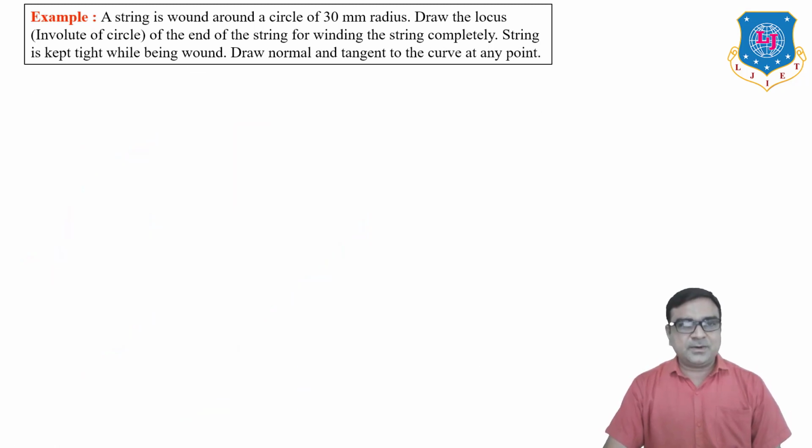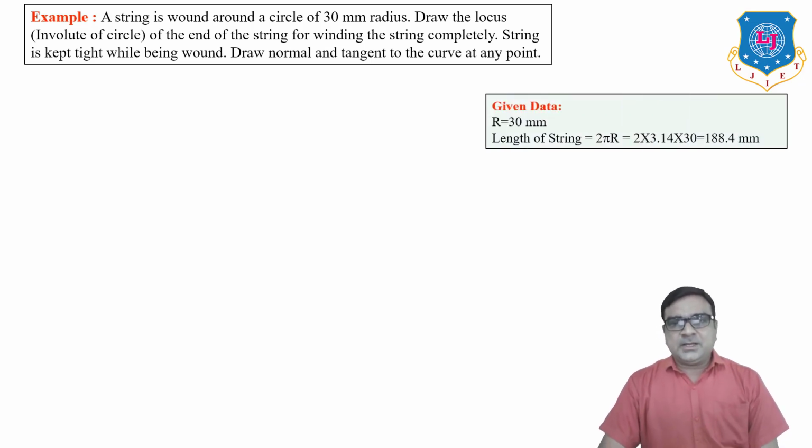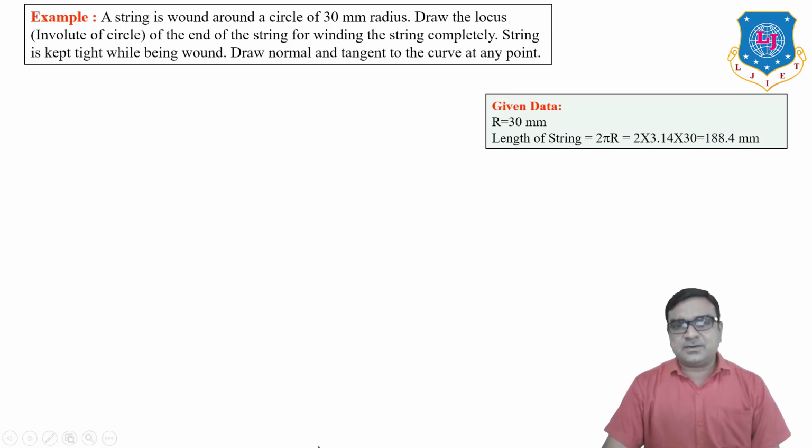Now another example, involute of circle. A string is wound round a circle of 30 mm radius. Draw the locus of the end of the string for winding the string completely. The string is kept tight while being wound. Draw the normal and tangent to the curve at any point. So the given data is only the radius of the circle. Okay, so first of all we have to find the circumference of the circle. So 2 pi r is equal to 188.4 mm.